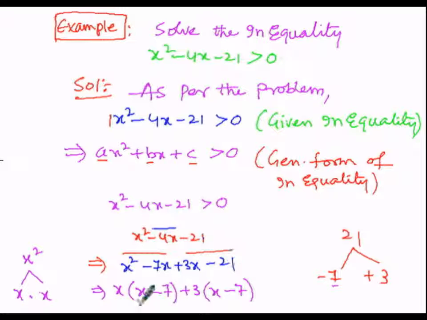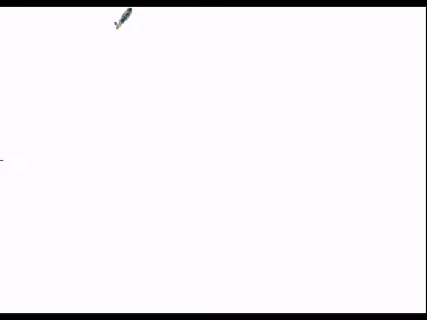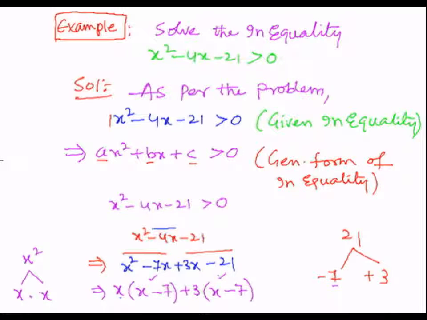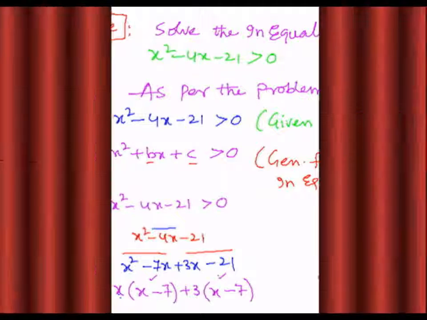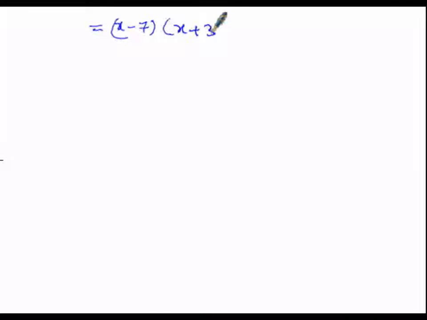Now among these two terms, the bracket is common, that is x minus 7 is common. Now I am going to take x minus 7 as common in the next logical step. When x minus 7 is taken as common, x plus 3 will be left over as the next factor. So x is left over in the first term and plus 3 is left over in the second term, that is x plus 3. In this manner we got two factors.